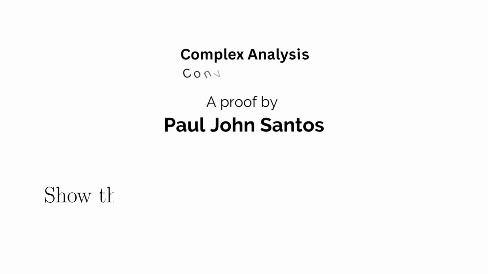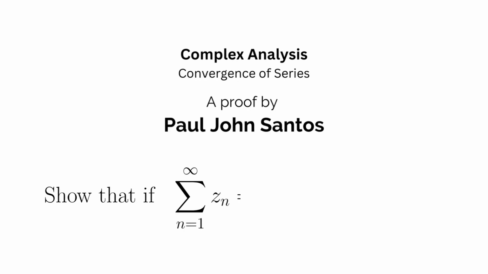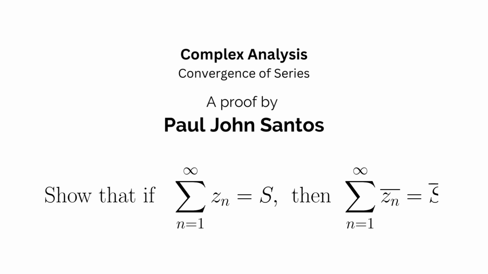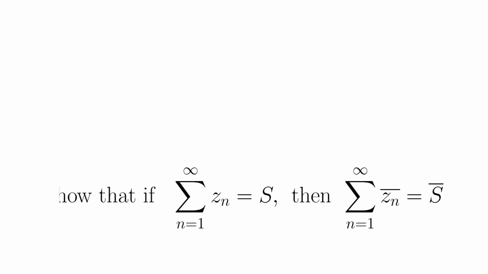Hi everyone, I'm PJ, and in this video, we're going to prove that if an infinite series of complex numbers z converges to some s, then the infinite series of the conjugate of z converges to the conjugate of s. Before anything else, we're going to need a theorem in the convergence of series.